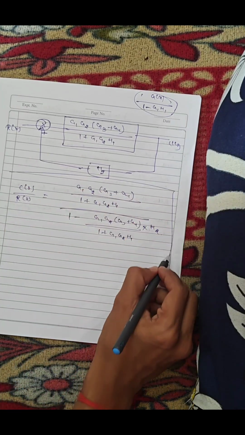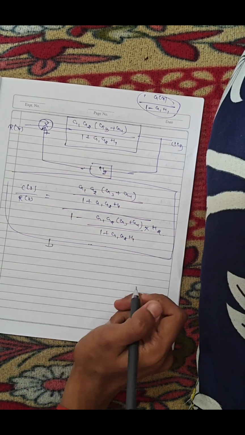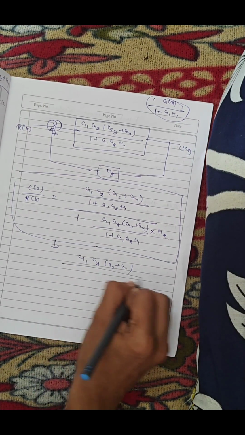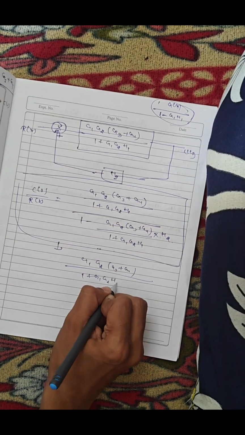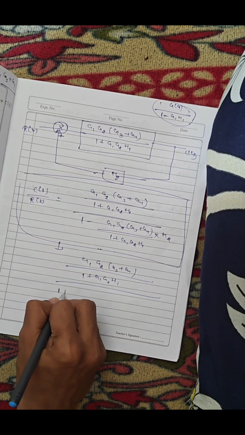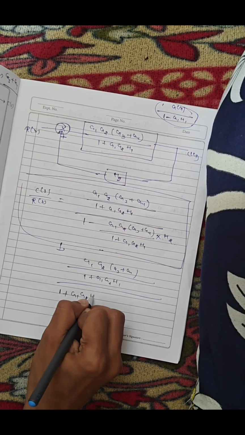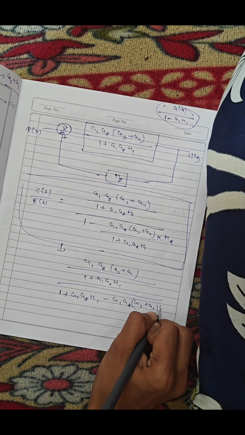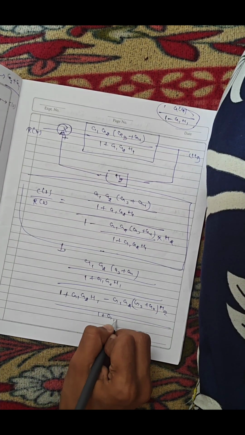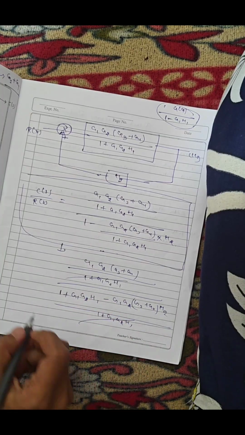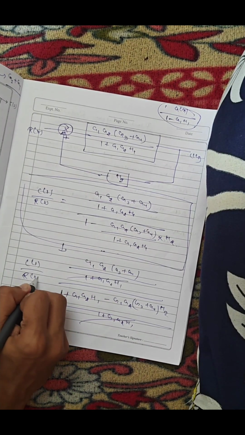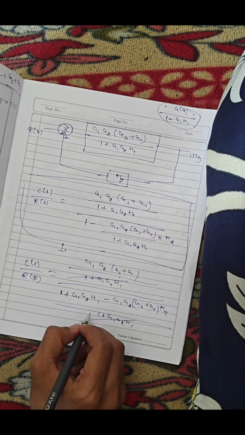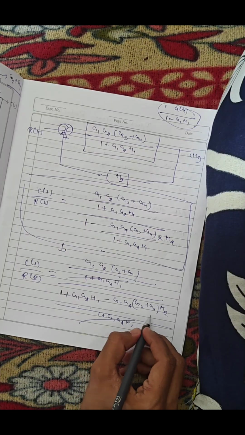So that will be the transfer function, and further we will simplify it. Here we will take the LCM: 1 plus G1 G2 H1 minus G1 G2 G3 plus G4 into H2, divided by 1 plus G1 G2 H1. So here we will cancel this. So C of S divided by R of S, the transfer function of this example, is G1 G2 G3 plus G4 divided by 1 plus G1 G2 H1 minus G1 G2 G3 plus G4 into H2.